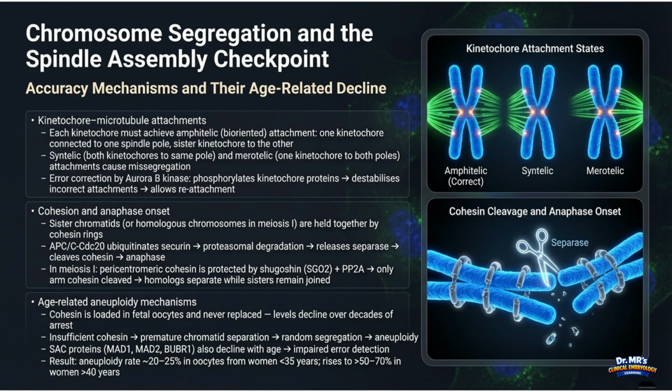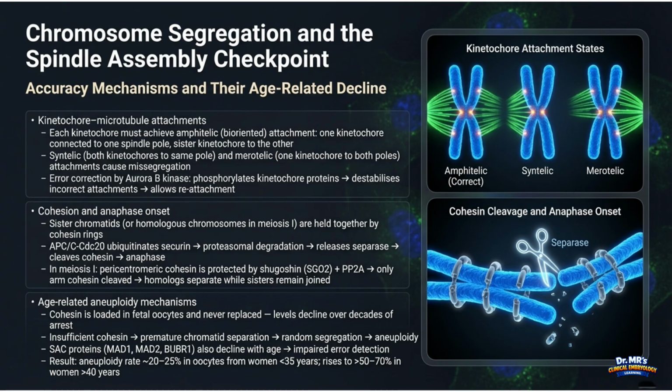The clinical statistics are brutal, but they make complete molecular sense once you understand cohesin depletion. In oocytes retrieved from women under the age of 35, the aneuploidy rate is roughly 20 to 25%. But in women over 40, as cohesin fails universally across the cohort, that aneuploidy rate skyrockets to 50 to 70%. It is a direct, unavoidable physical readout of cytoskeletal and molecular decay over time.